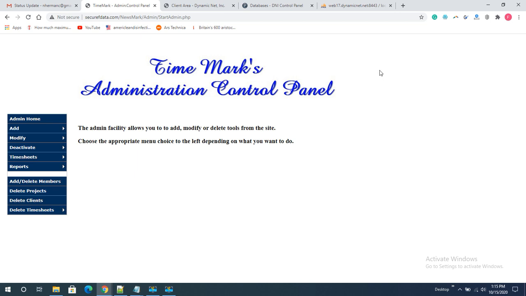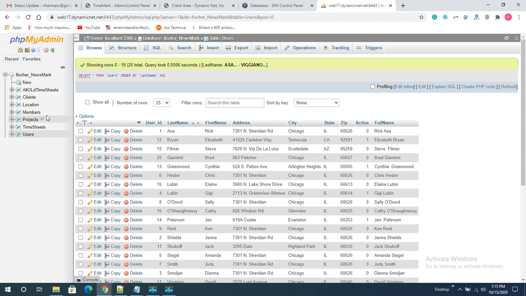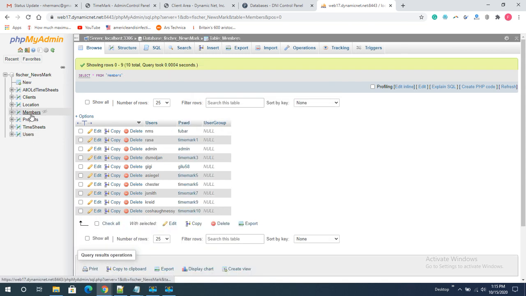And at this point, it makes sense to go over and look at the database. I'll try not to get too technical, but you'll see the reason for this in a minute. So this is the database. These are all the tables in the database. We have two tables that might be a little bit redundant. We have users and we have members.